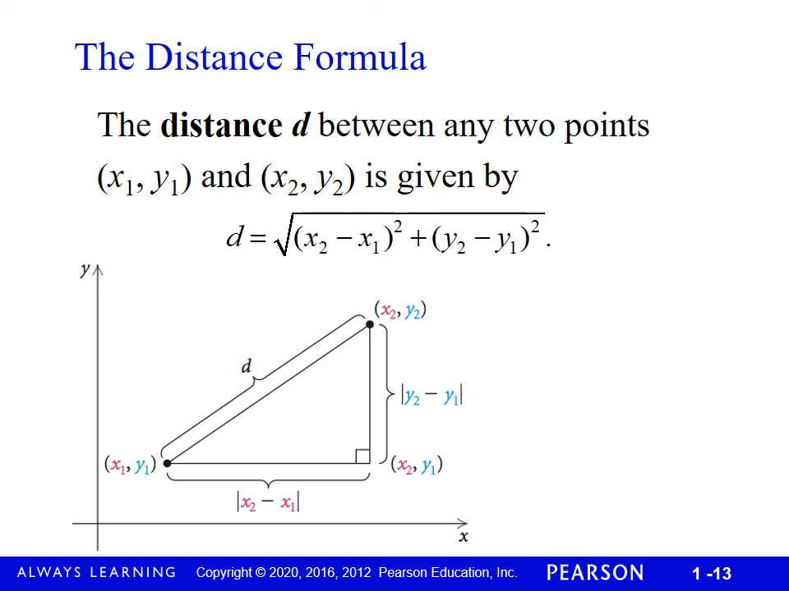So if we're trying to find this distance, now we've got to be careful. We don't want the distance squared. We want the distance, so we take the square root of the length of this side squared, x2 minus x1 squared, plus the height squared, y2 minus y1 squared, and then calculate that. It's a very simple formula to remember if you think about the Pythagorean theorem, but it's a good formula to have in your pocket.